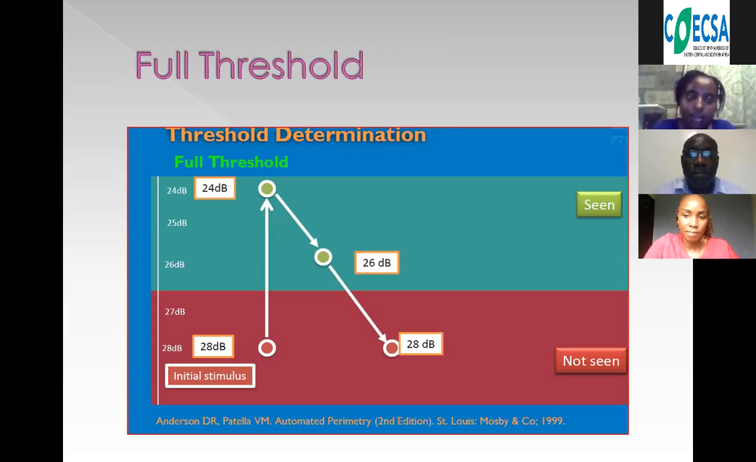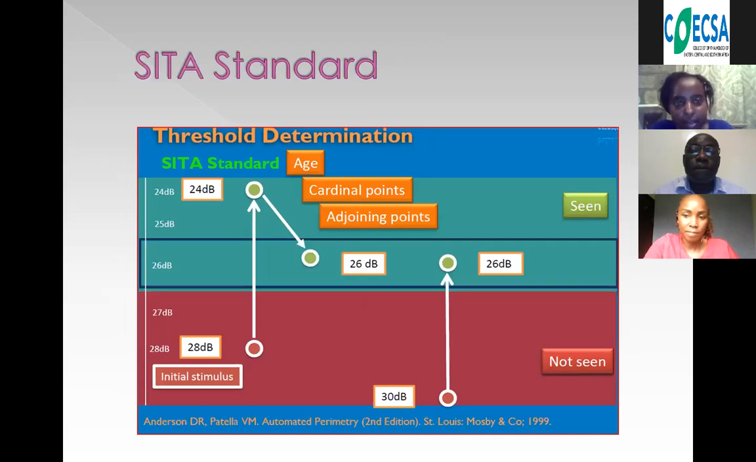And in the SITA standard, it doesn't use this strategy, but it estimates it. So in this case, it identifies a region where the patient can see, like that area of 26 decibels, and uses that now to map.